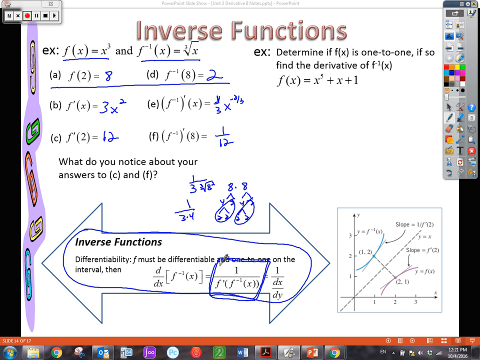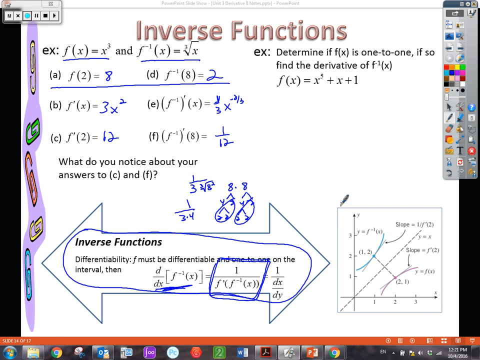So the derivative of an f inverse, the inverse of f, we can find by this formula. And this is going to be important on the next slide. I'm just introducing the formula to you. We're not going to use it yet. Okay, so that formula we'll use on the next slide.